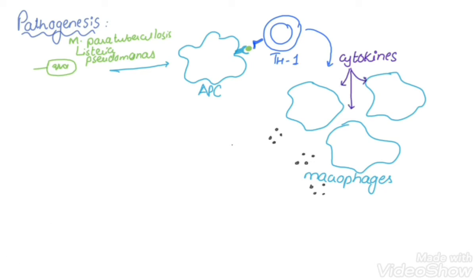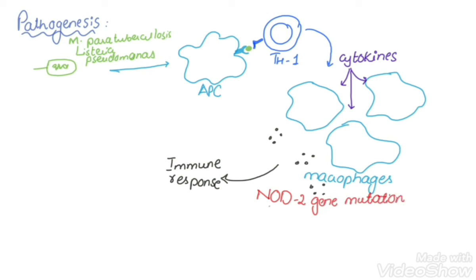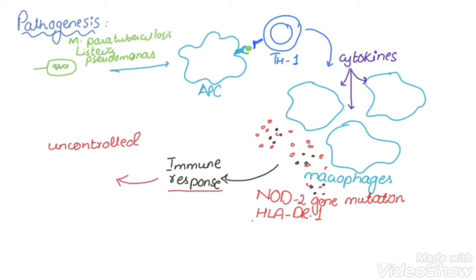But this seems to be a normal immune response occurring in any individual. But there are certain people who have NOD2 mutations and a certain allele of the HLA gene, HLA-DR2. In these people, this immune response initiated is uncontrolled, and instead of killing the bacteria, it affects its own bowel, causing inflammatory bowel disease, Crohn's disease.